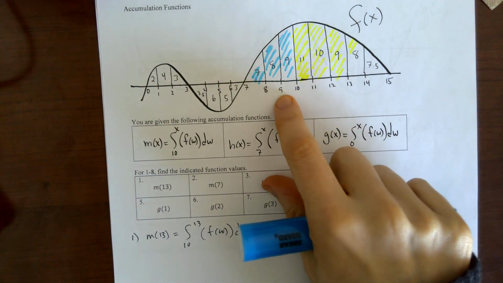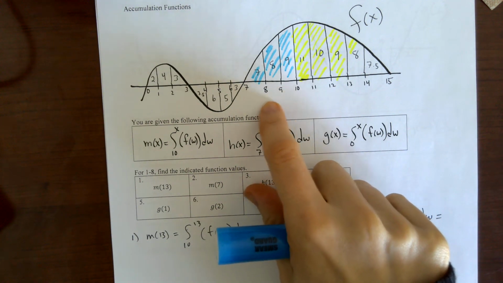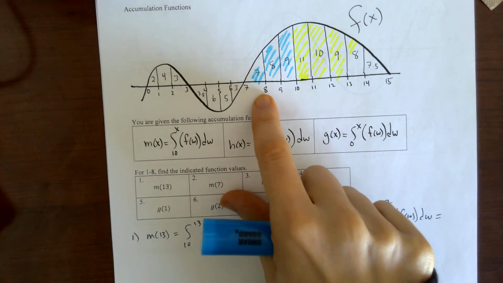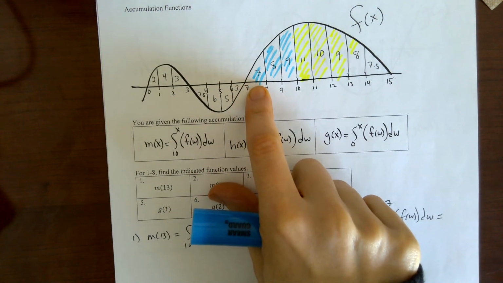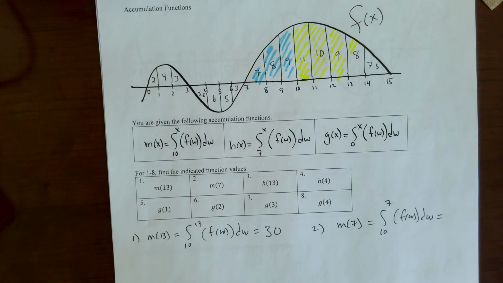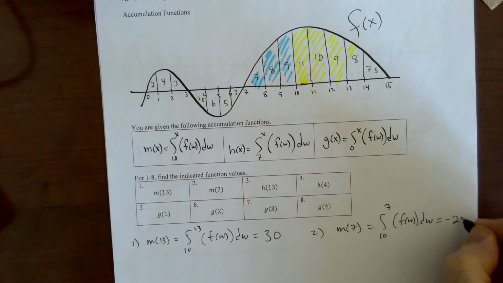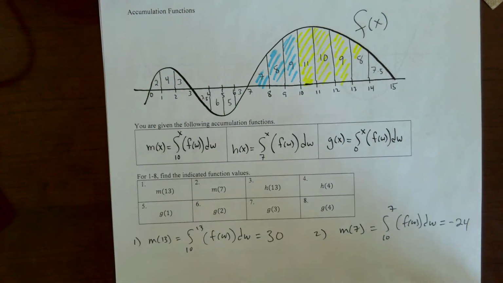So from 10 to 9, that area would be negative 9. Then from 9 to 8, the area would be negative 8. From 8 to 7, the area would be negative 7. So we're going to end up with, let me just not make a mistake, 7 plus 8 plus 9. So negative 24, because it's a backwards interval.